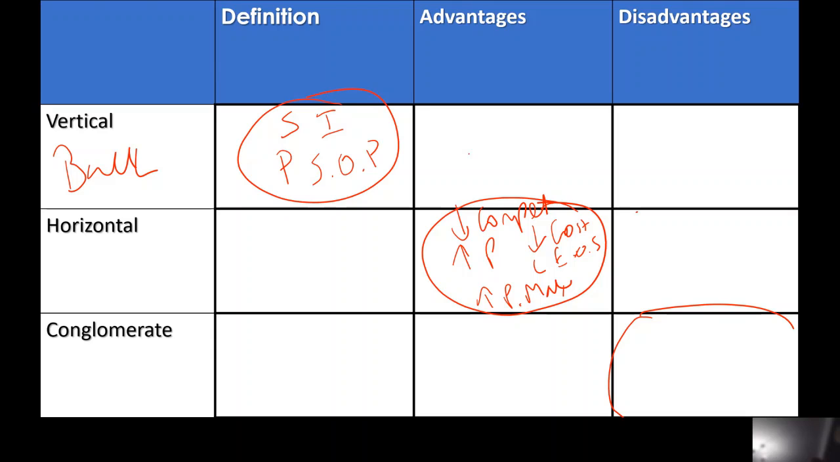And conglomerate was the example where different firms at any stage of production in different industries combine. And the disadvantages here were cultural problems, and that comes under diseconomies of scale. But we also mentioned overtrading due to significant amounts of debt.